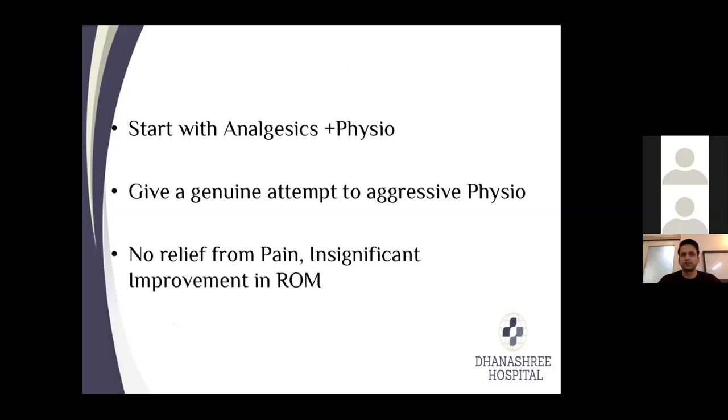So she gave a genuine attempt to aggressive physiotherapy. She tried it for at least a month, 2 months. And even after that, her improvement in range of motion was insignificant. So that is very important. She should have some improvement, but it should be significant. If there is not much improvement, then we can say that the treatment is not really working. And then we can go ahead to the next step.